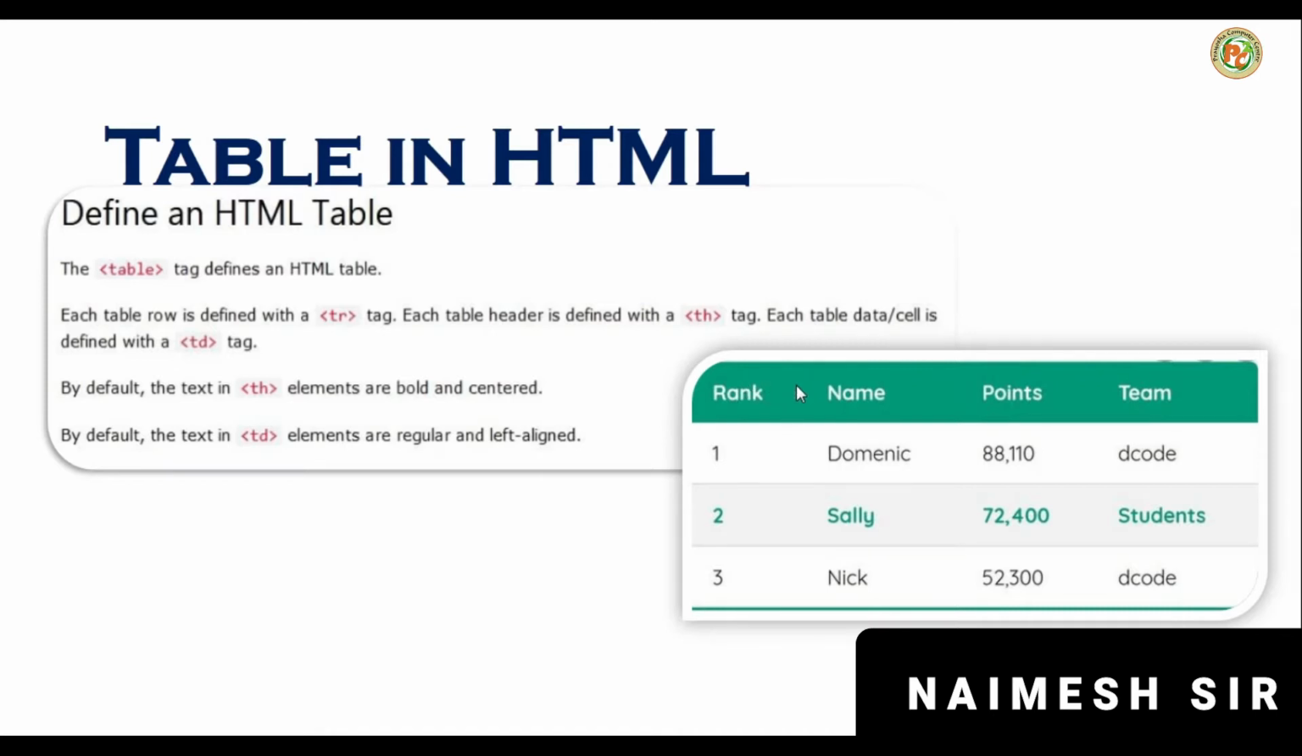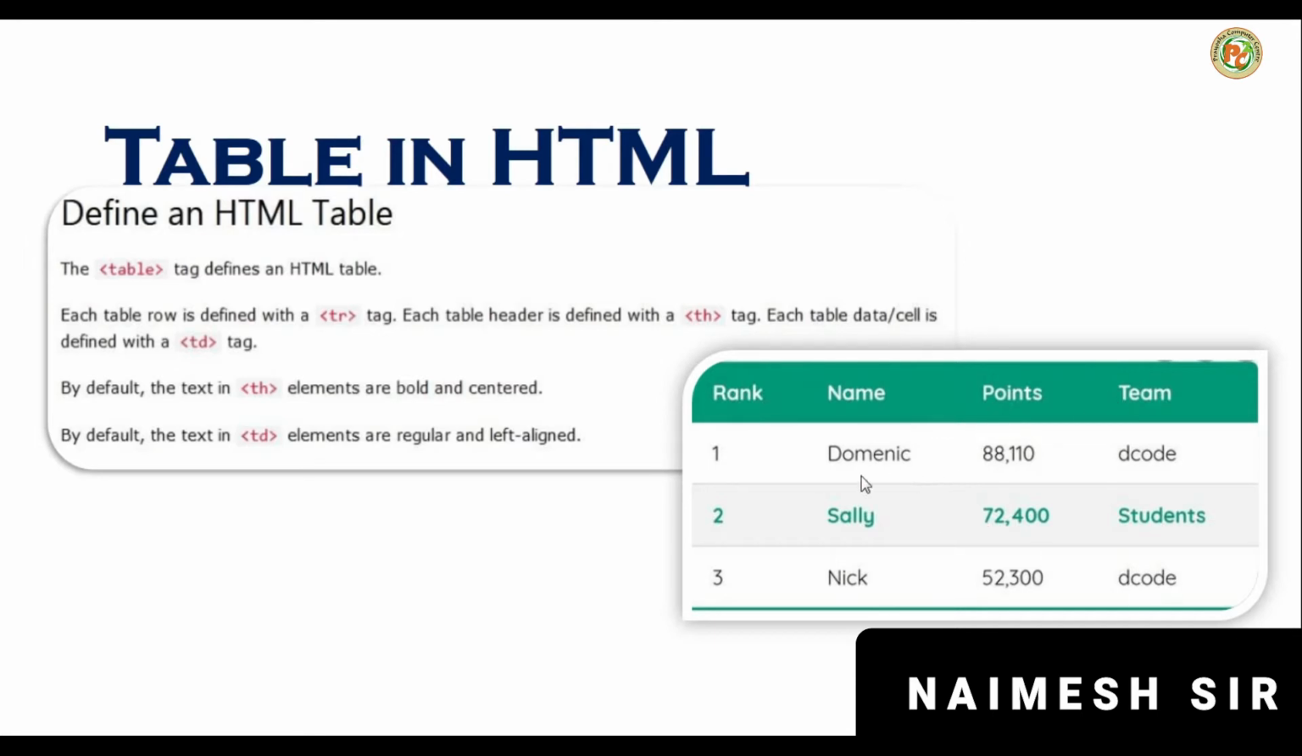Let's identify the columns here. This is rank, the entire rank is called column 1, name is the second column, points the third column, and team name the fourth column. So how many columns are there? 4 columns. Now let's discuss the rows. How many rows are there? Here rank, name, points, team. This is row number 1, row number 2, row number 3, and row number 4. So in this table 4 columns and 4 rows are there.